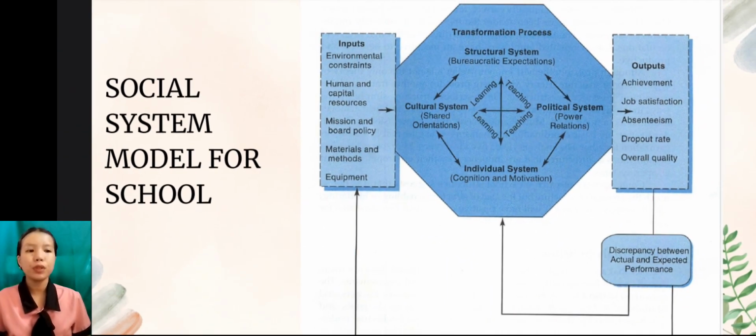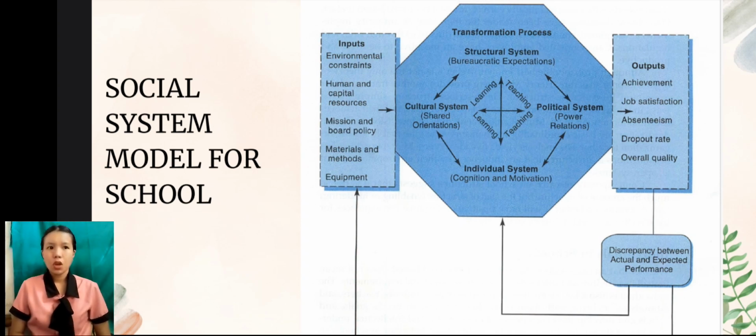Going back to the illustration, the inputs of a school are environment constraints. Examples are lack of facilities and equipment, lack of classrooms, and lack of books. Next, we have the human capital resources. So we have teachers in the teaching process and learners in the learning process. Next is the mission and board policies, because the school cannot be established if there are no mission, goals, and objectives. Last are materials and methods, which are used by the teachers in order to fulfill their mandate, and that is to teach effectively. So if we have inputs of the school, we also have outputs of the school. We have the achievements of the school, job satisfaction of the teacher, absenteeism, dropout rate of the students, and the overall quality or performance of the teacher, the students, and the school head.